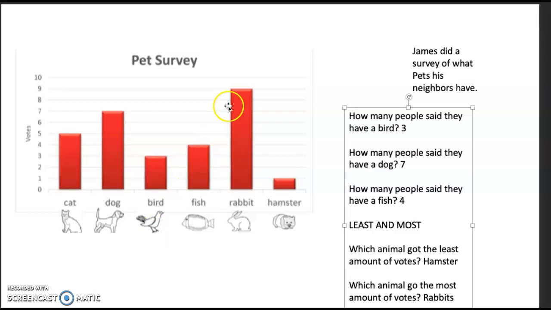And if I follow the top of that bar, it looks like that rabbit's got 9 votes. So that means 9 people have rabbits. If I look again over here at cats and measure to see where it stops, it looks like it's at 5 votes. That tells me 5 people have cats, which is really surprising. You would think that cats and dogs would have the most votes, but rabbits are great too, because it's Easter. Maybe that's why.